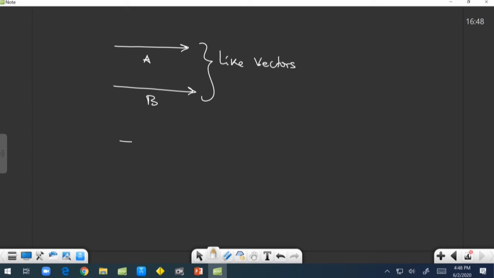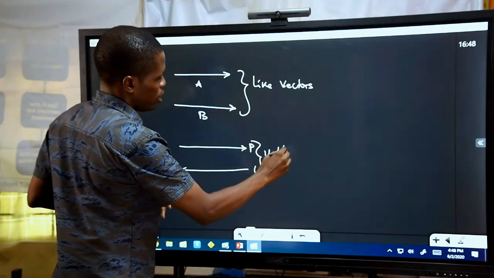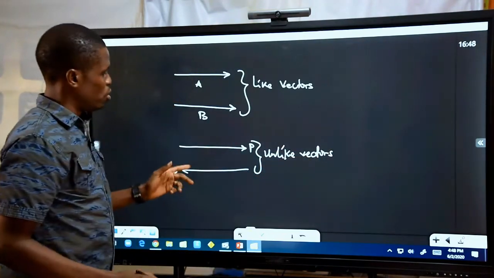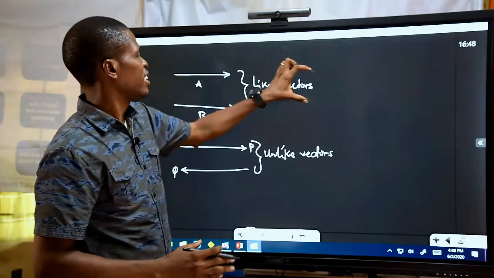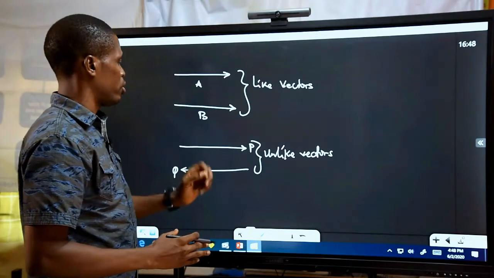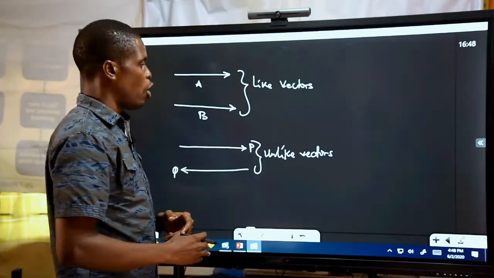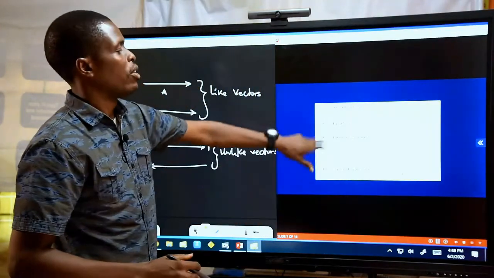But if they are acting in opposite direction, let me say vector P and another vector Q, acting in opposite, you call them unlike vectors. So vector P and Q are unlike, but vector A and B are like vectors because they are acting in the same direction. Vector P and Q are unlike because they are acting in opposite direction. Okay, so that is for like and unlike vectors.